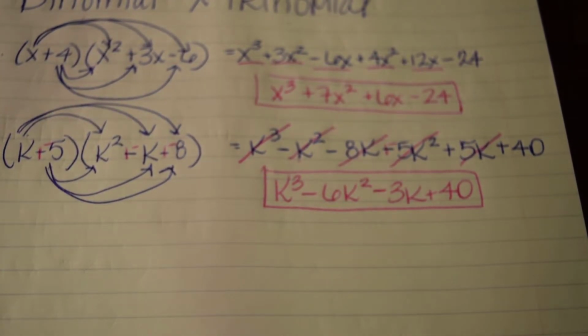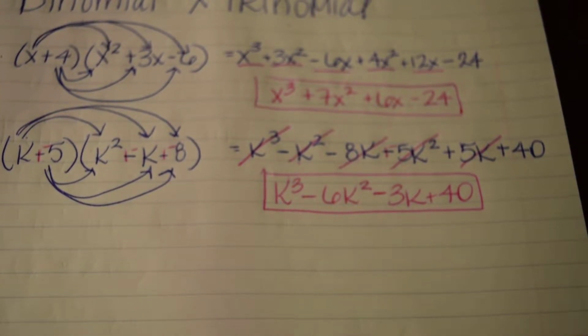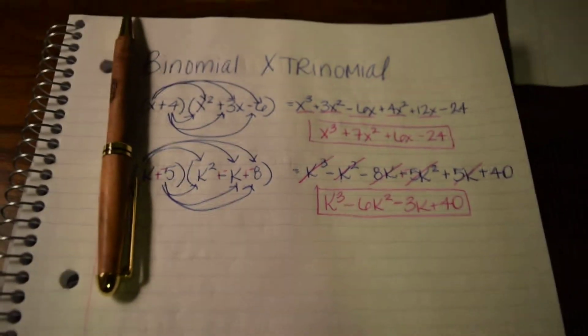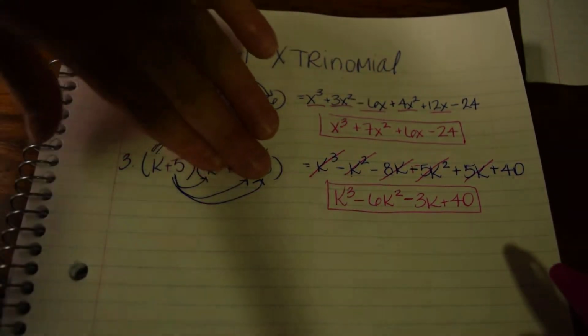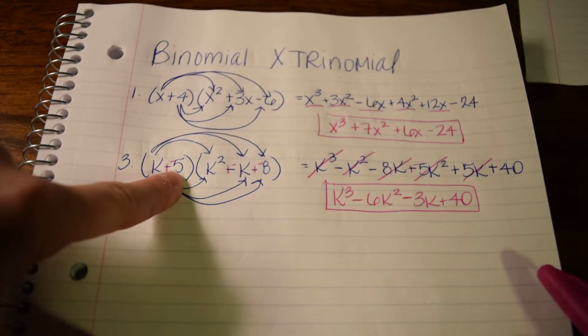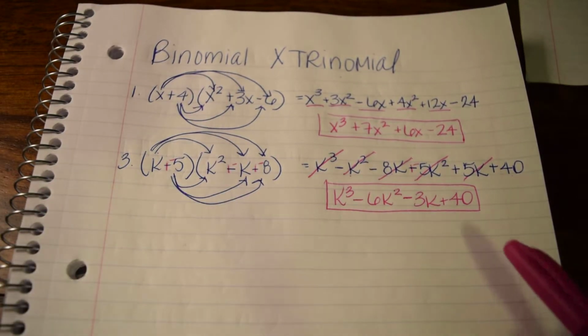There's so many ways you can come about these problems, but the big process that I want you to know is when we are multiplying binomials and trinomials, we multiply the first term into the trinomial, and then we take the second term, and we distribute it into the trinomial as well.